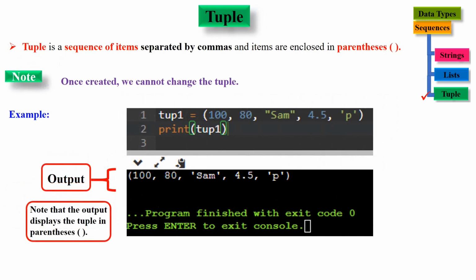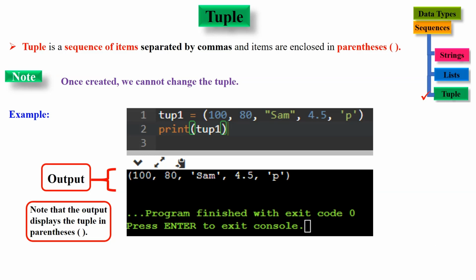Next sequence data type is tuple. Tuple is a sequence of items separated by commas and items are enclosed in parentheses. Note that once created, we cannot change the tuple. Let's look at the example.